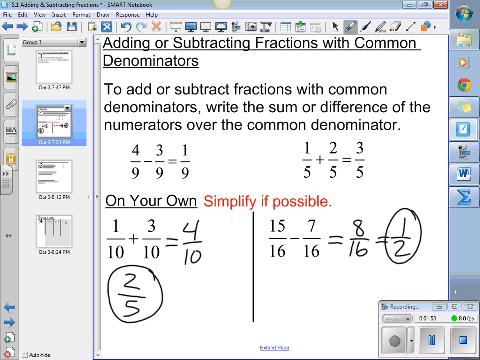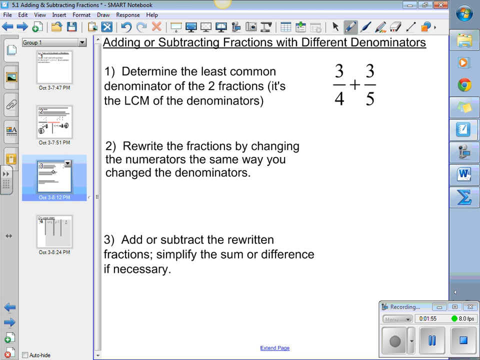All right, moving on to adding and subtracting with different denominators. First, we have to find the least common denominator of the two fractions. It's the least common multiple of the denominators. So when we look at the 4 and the 5, hopefully you see that the 4 and the 5 have a common denominator of 20. So what did I do to the 4 to get to 20? I multiplied it by 5. So I do 3 times 5 and get 15.